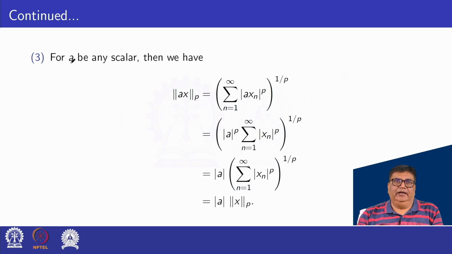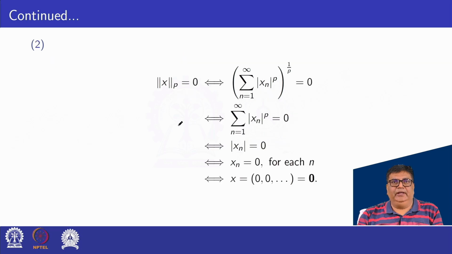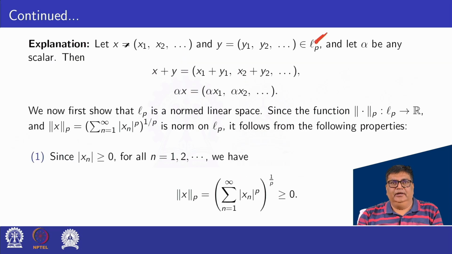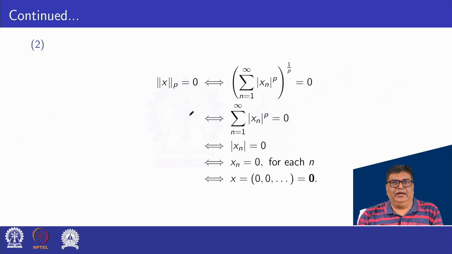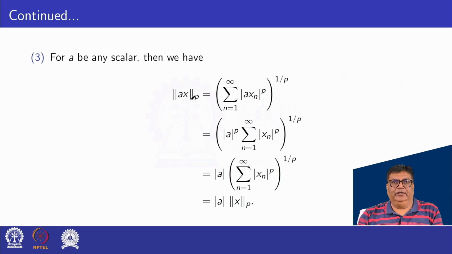Third, for alpha any scalar, we have norm alpha x p. If x is defined as x1, x2 and so on, then alpha x is equal to alpha x1, alpha x2 and so on. Then the norm alpha x p we can define as summation n equal to 1 to infinity mod alpha xn power p whole power 1 by p.